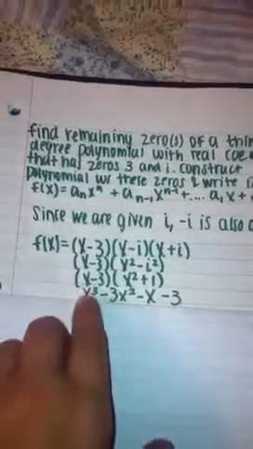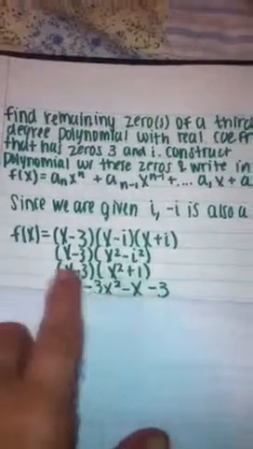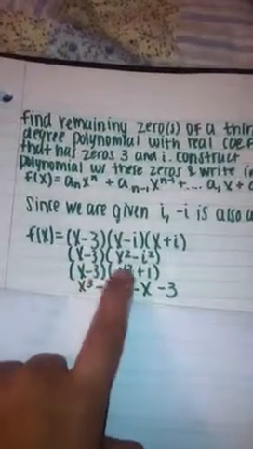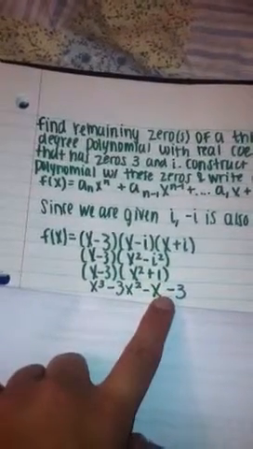So now we just FOIL and we get x to the third minus 3x squared minus x minus 3, because x times x squared is x to the third. Negative 3 times x squared is negative 3x squared. x times 1 is actually a positive x.